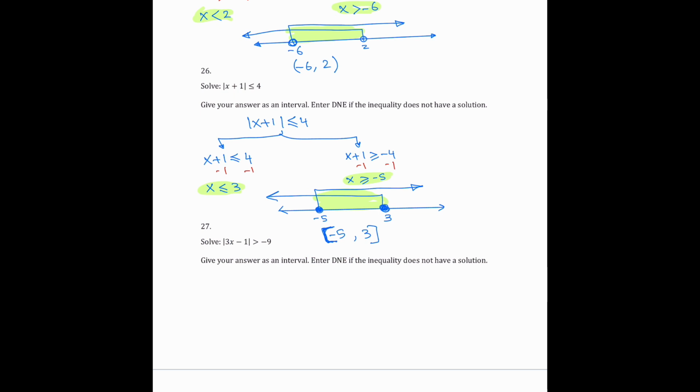Then we have the inequality, the absolute value of 3x minus 1 is greater than negative 9. Using common sense, we know that the absolute value is always positive, so this inequality is always true, which means the solutions are going to be all of the real numbers. So we can say all the real numbers, or we can say from negative infinity to positive infinity.